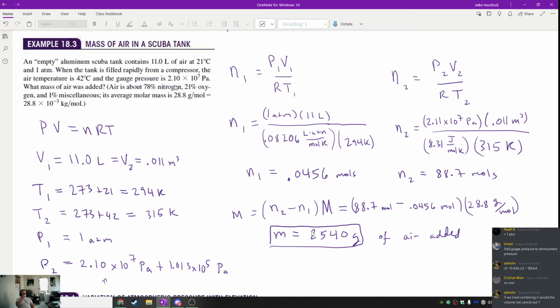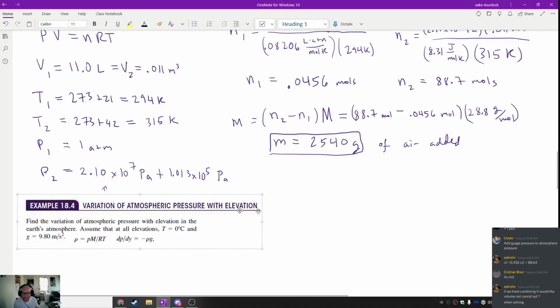If we try combining it with the volume, not cancel out? Not in this case, I don't think, because the volume is directly related to how many moles we have here. I don't think the volume would cancel out. You could factor it out, but we couldn't cancel it out.